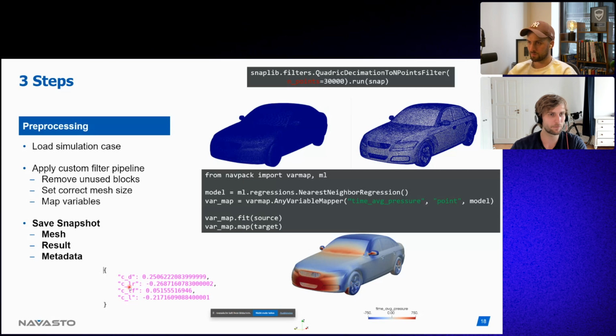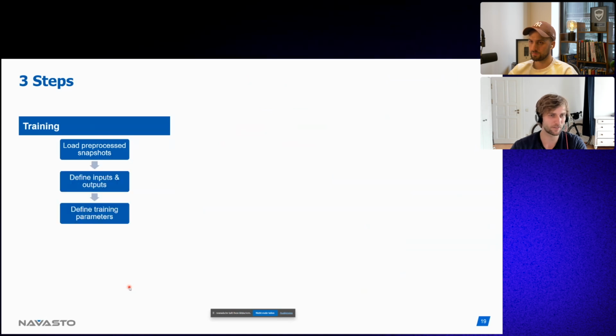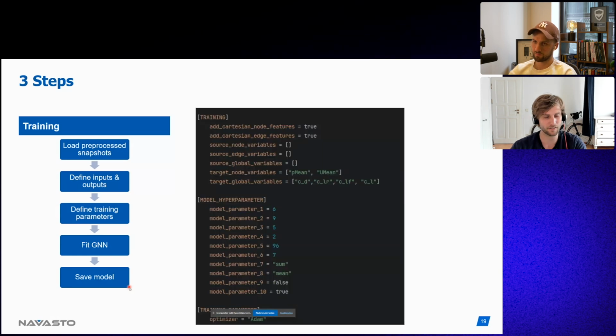And we use this preprocessed data for the next step, the training of the model, where again we load the preprocessed snapshots. We define all the inputs and outputs. We define some training parameters for the graph neural network, because this has a lot of free parameters. And then we fit the GNN and save the model. This is quite straightforward. These are the steps.